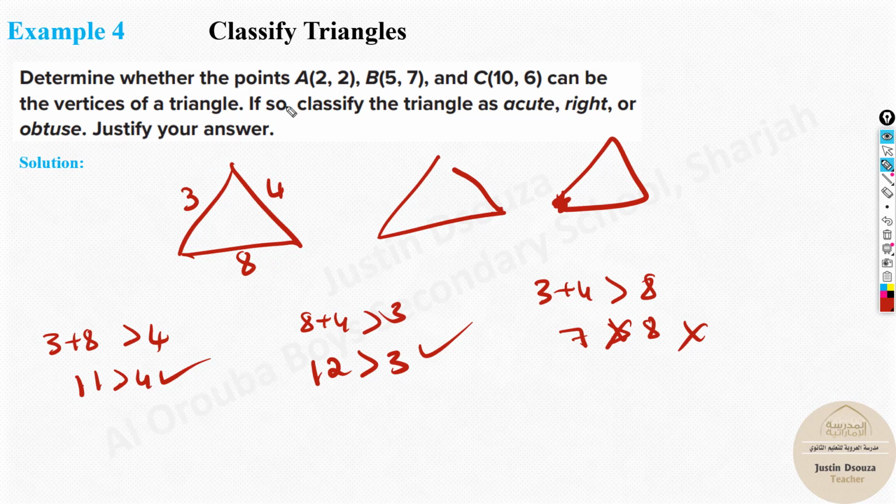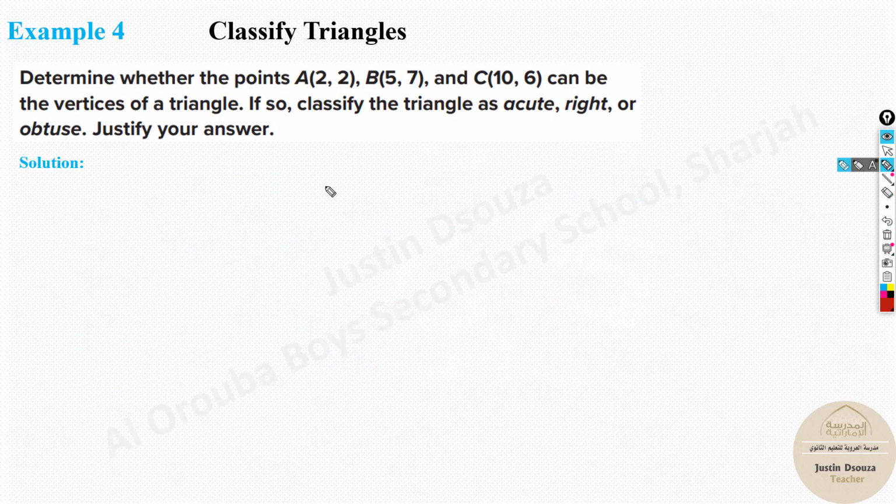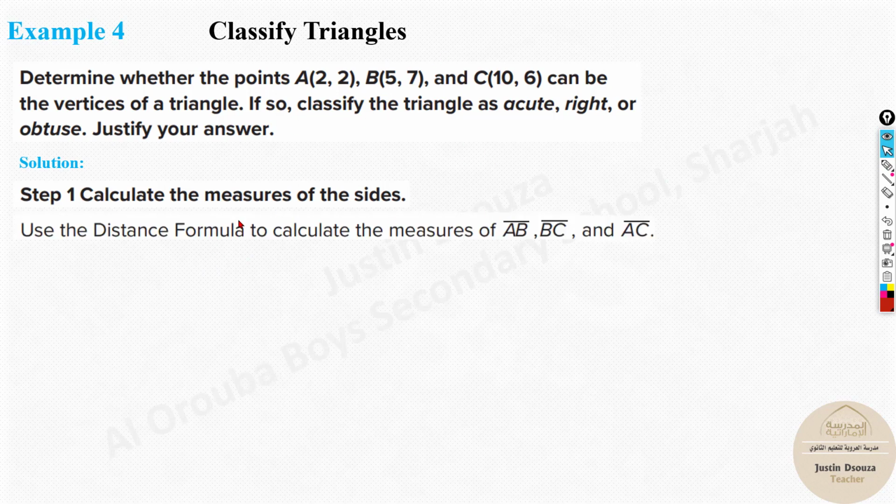Why I'm telling you this is, they have asked, can these be the vertices of a triangle? That means we have to do this check, okay? Now we will solve this problem, and we'll understand it easily. First of all, you need to measure the sides. How do you measure the sides? See, this is the line. Okay, a triangle. Here they have not told you exactly which is which side, so it's up to you to choose.